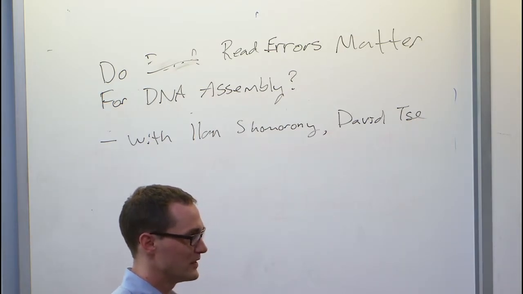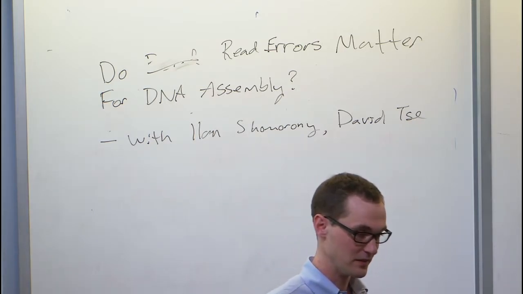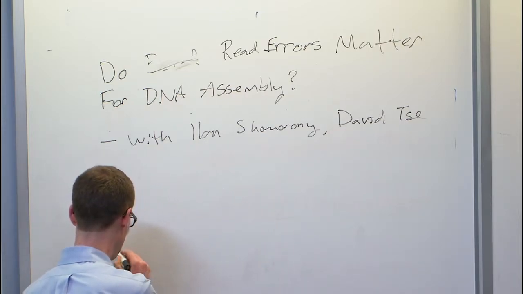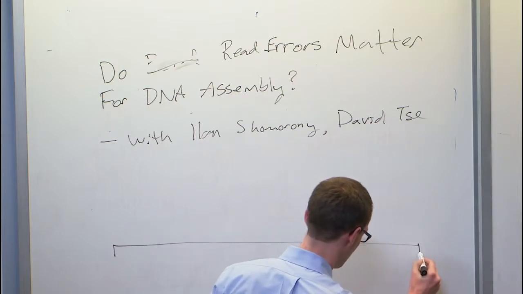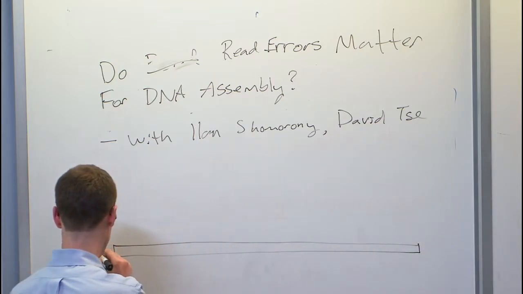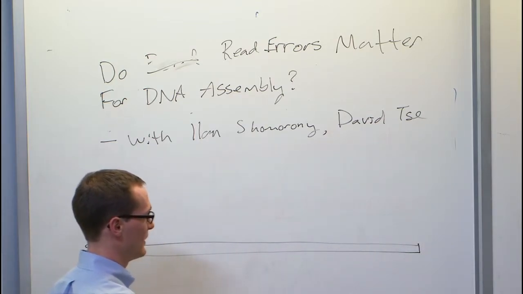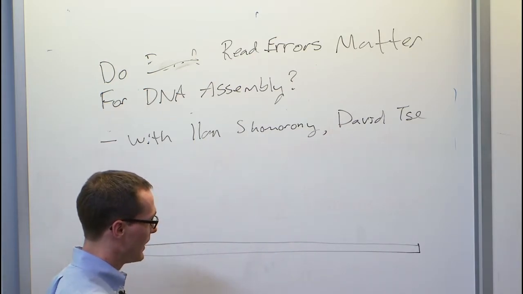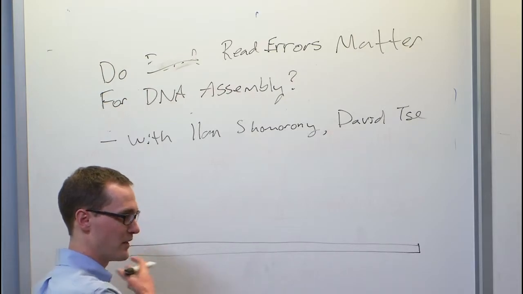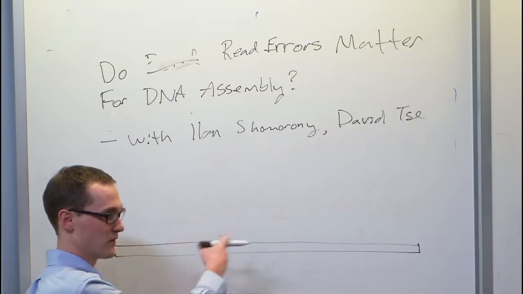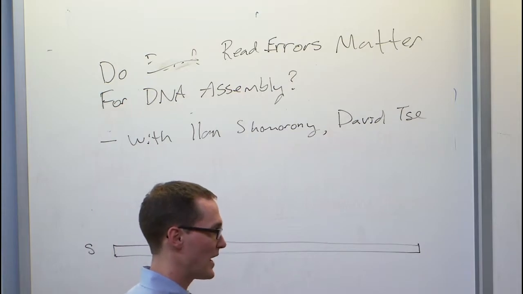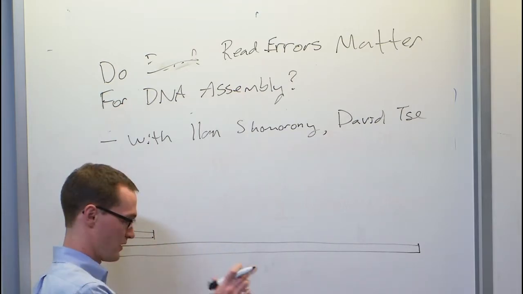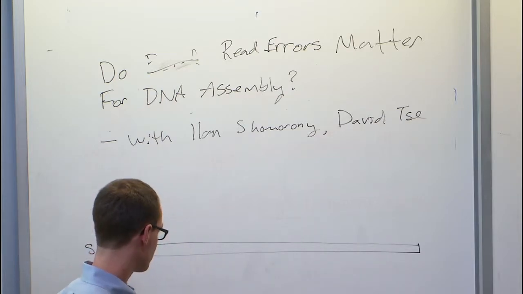Okay, so the general idea behind DNA assembly starts with DNA sequencing. Basically what you have is a very long sequence, which is unknown to you. And this is just composed of A's, C's, T's, and G's. Current technology doesn't allow us to just read the bases off of this sequence directly. So basically what happens is you can imagine getting short fragments of this sequence.